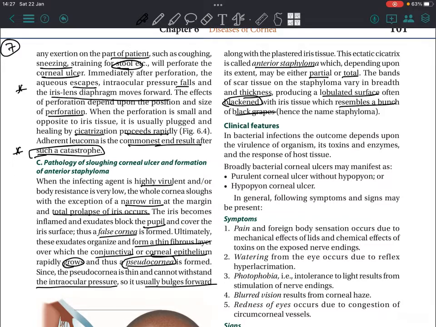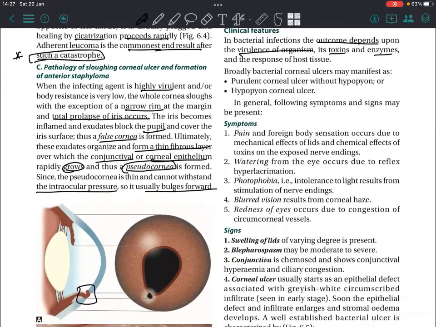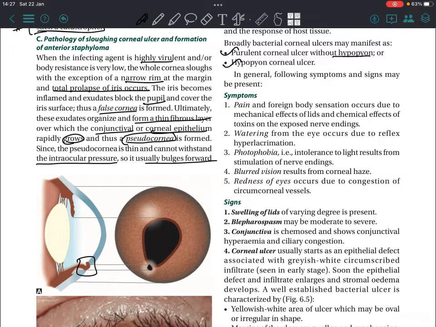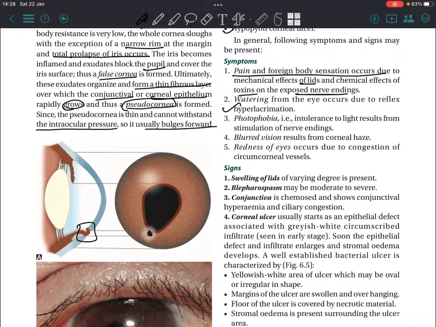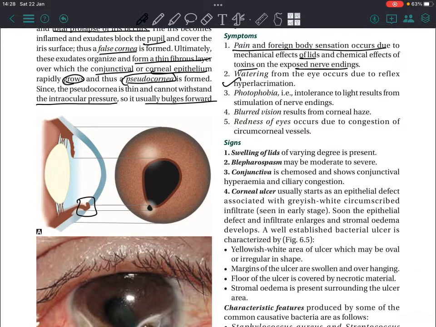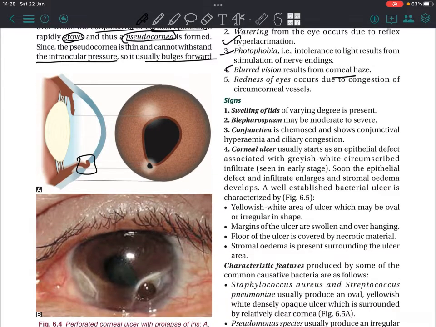Clinical features. In bacterial infection, the outcome depends upon the virulence of the organism, its toxins, enzymes, etc. Bacterial corneal ulcer may manifest as purulent corneal ulcer without hypopyon or hypopyon corneal ulcer. Symptoms: pain and foreign body sensation occur due to mechanical effects of the lids and chemical effects of toxins on exposed nerve endings. Watering from the eye occurs due to reflex hyperlacrimation. Photophobia, intolerance to light, results from stimulation of nerve endings. Blurred vision occurs from corneal haze, redness of eyes, etc.